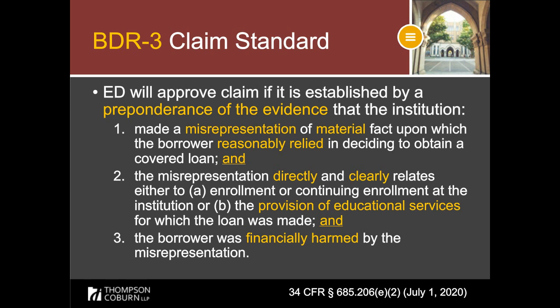Again, the misrepresentation can't be of anything. It has to directly and clearly relate to enrollment or continuing enrollment or the provision of educational services. Now, it's still a lot. It still covers a lot of territory, but you're putting some parameters around it. And finally, to state a claim, again, a borrower has to show that they were financially harmed. Okay.